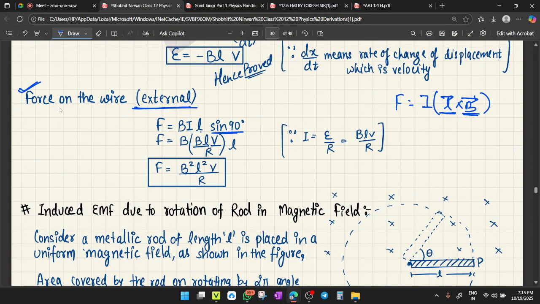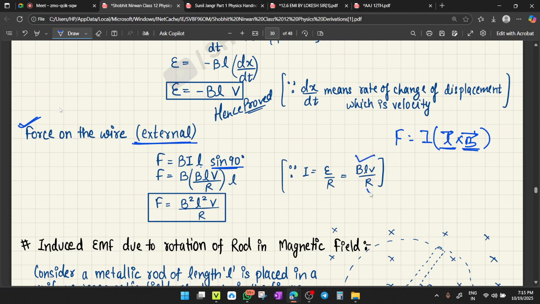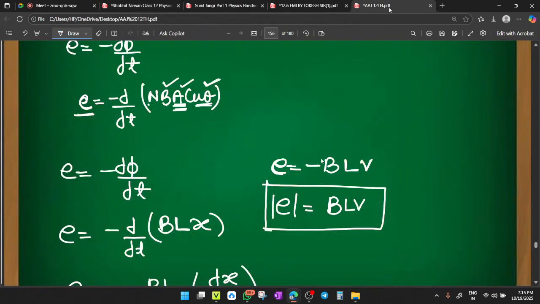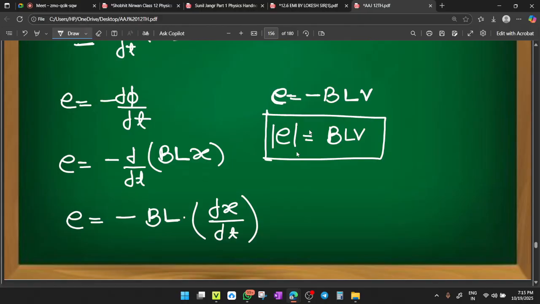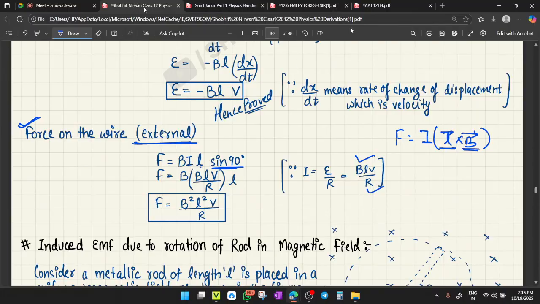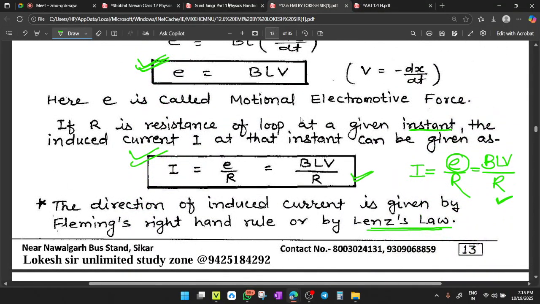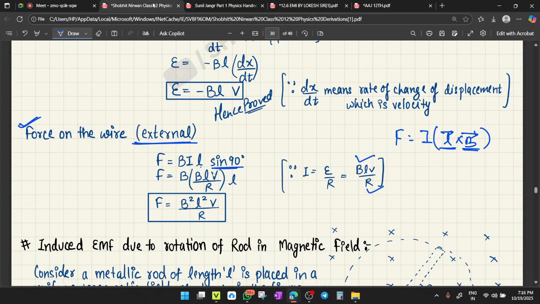Now the current I is equal to BLV upon R. Yes, because I equals E by R, so it is equal to BLV by R. We have just proved this, the current I equals BLV by R. Right? Here, this is BLV by R. So multiplied by L, the formula equals B square L square V upon R. This is the force on the conductor. Clear?